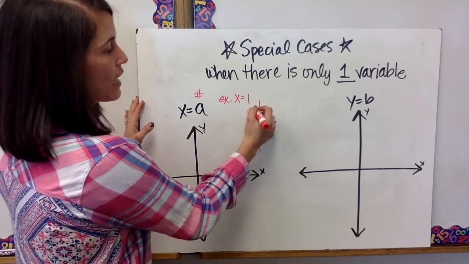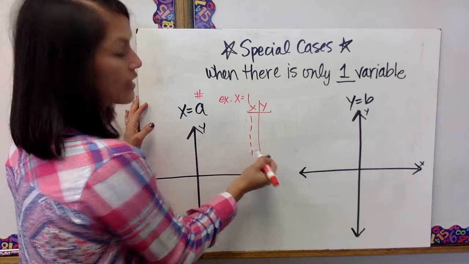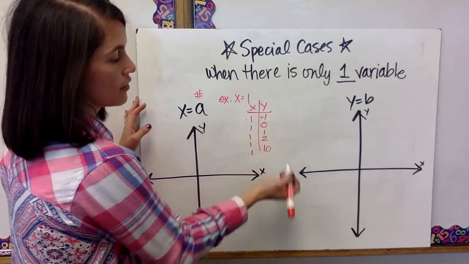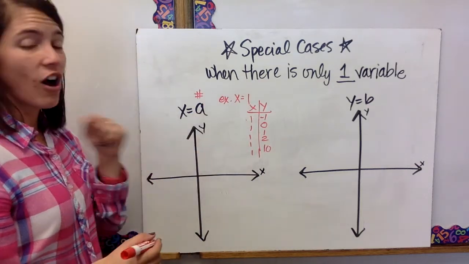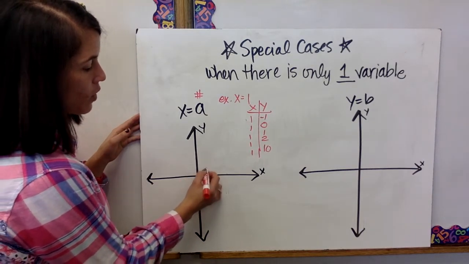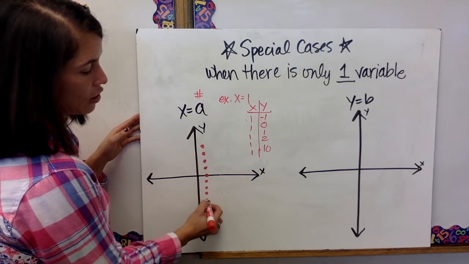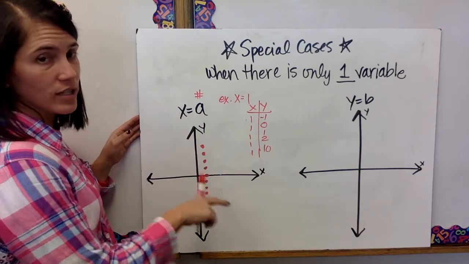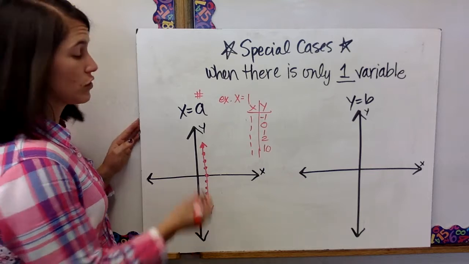That means if we made a table, x is always going to equal 1. No matter what numbers we put over here, x is going to equal 1. If x always equals 1, then we're always going to go over 1. No matter how high we go, or no matter how low we go, we're always going over 1 in the x direction. And then if we connect these, we see it makes a vertical line.